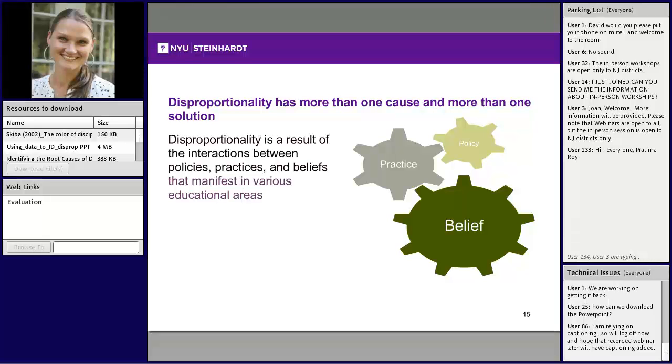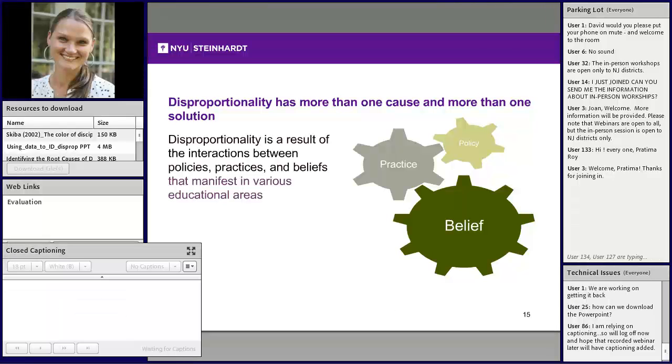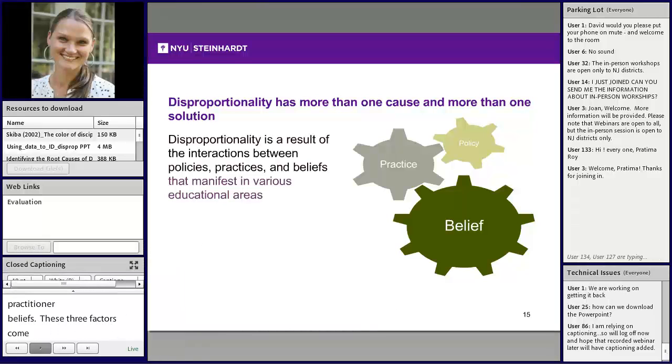And so one of the big things that we talk about through this, and will actually come up in the future webinars of this series, is that there's really an interaction between policies, which is what I just talked about with IDEA legislation, and that can go to district policies, discipline policies. There's an interaction between practice, how we actually enact the policies, how we're interacting with students, and then practitioner beliefs. And these three factors come together to contribute to and to work on addressing disproportionality.